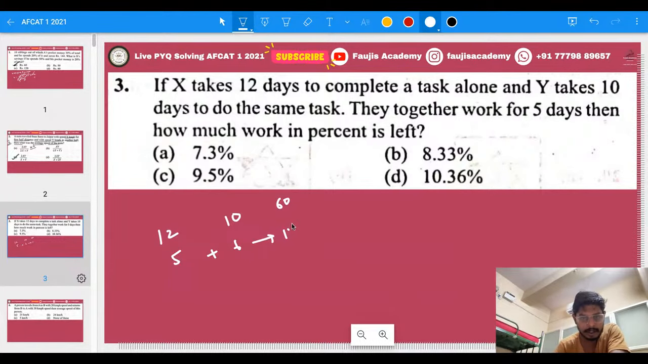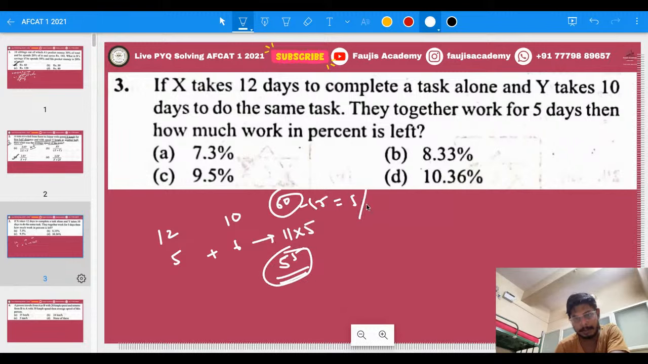Okay, so 11 is the everyday work that is happening, right? So in 5 days they will be doing 55 work. Yes, absolutely. That means 60 minus 55, that means 5 work is remaining. 5 by 60 is nothing but your 8.33.